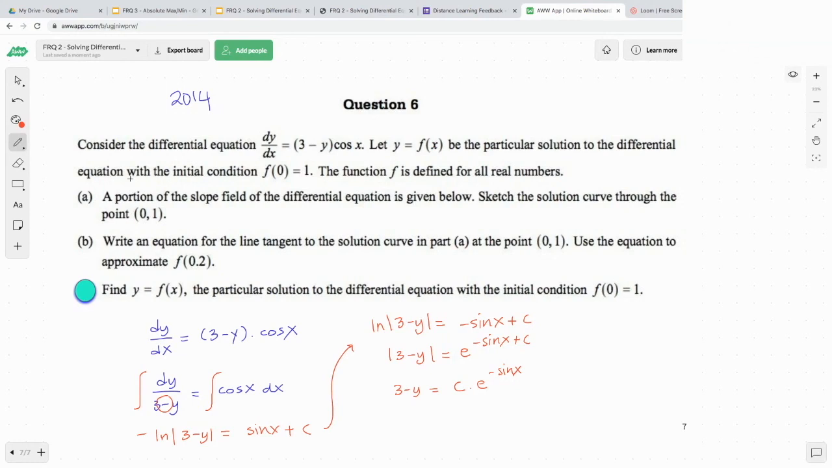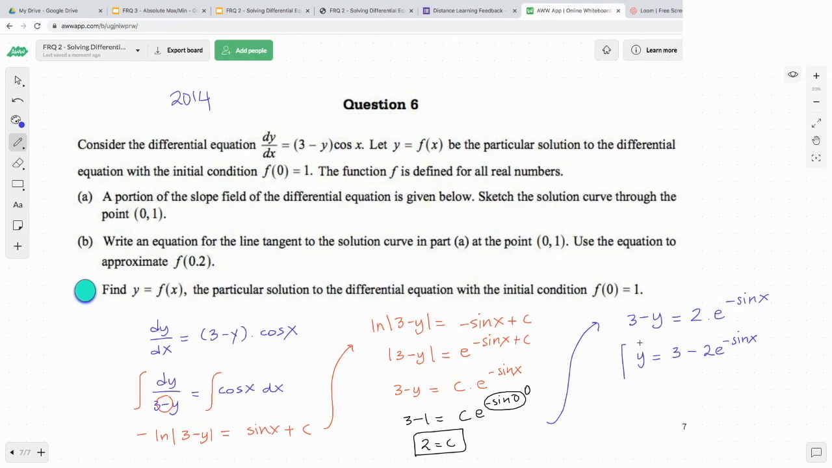So go ahead and plug in your initial condition here. So it's going to be 3 minus 1 equals c e to the negative sine 0. You already know this means just a 0. So 2 equals c. Then go ahead and write your final solution using c. This is going to be 3 minus y equals 2 times e to the negative sine x. So it's the same as y equals 3 minus 2e to the negative sine x.